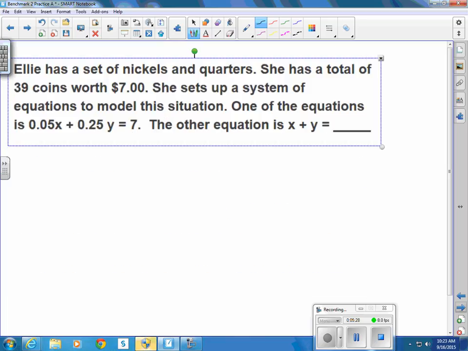Ellie has a set of nickels and quarters. She has a total of 89 coins worth $7. She sets up a system of equations to model this situation. One of the equations is 0.5x plus 0.25y equals 7. The other equation is x plus y equals, well, this one says the number of nickels times 5 cents and the number of quarters times 25 cents equals 7. And so those two numbers of coins we say is 89. She only has 89 coins.